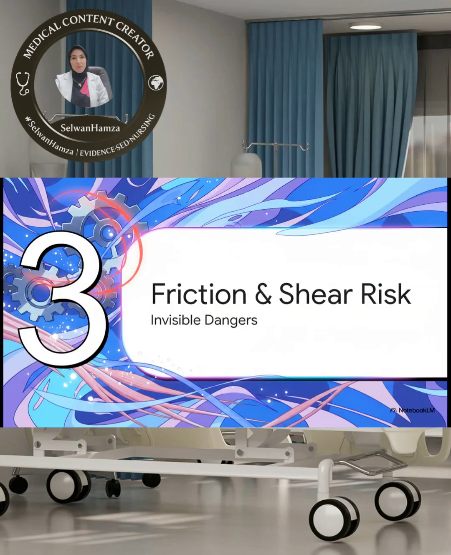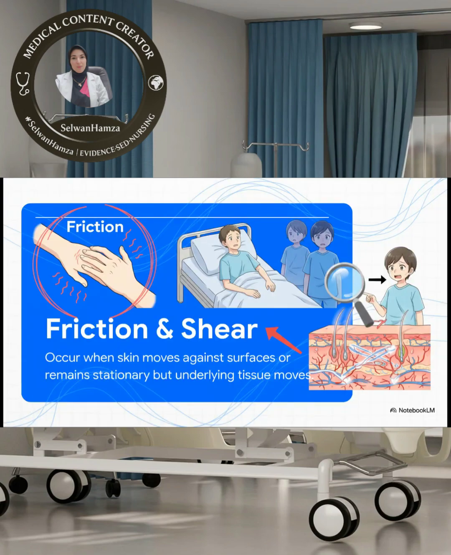Okay, let's tackle our third and final piece of the puzzle for today: friction and shear. I like to think of these as the invisible forces that can cause just devastating damage to tissue. Now, friction, that's the one we can often see, right? It's the skin rubbing against the sheets. But shear is the real hidden enemy. It happens when a patient slides down in bed. Their skin might stick to the sheets, but their skeleton and deeper tissues keep moving down. This stretches and can literally tear the blood vessels way down below the surface.